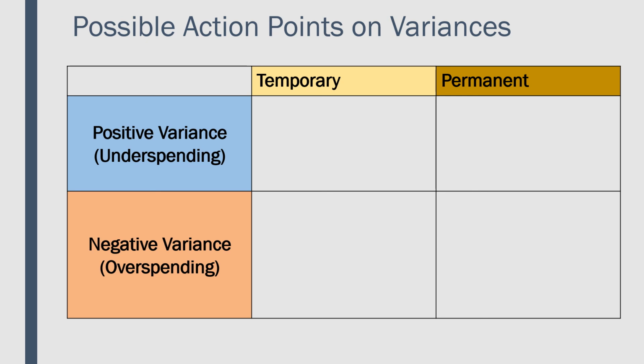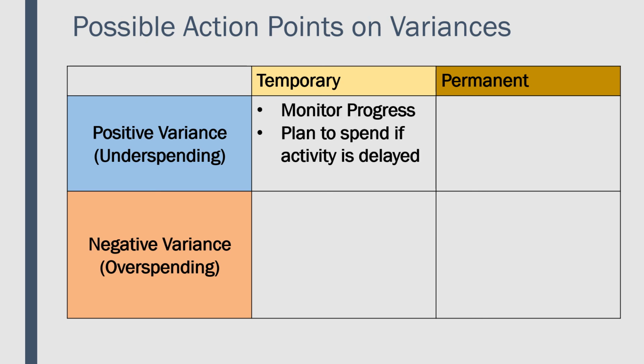O baka naman permanent ang dahilan. Malaki yung price difference sa budget sa mga equipment, ibang salary rate na binigay sa mga staff, lumobo ang mga gastusin ng mga major activities. Kung underspending at temporary, we should monitor the progress of spending and maybe plan to spend immediately if activities are delayed.